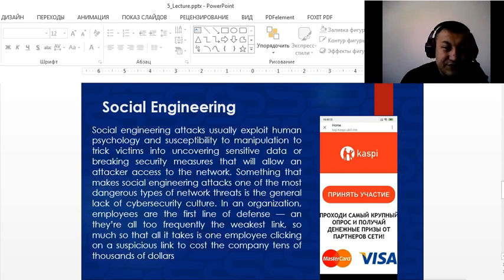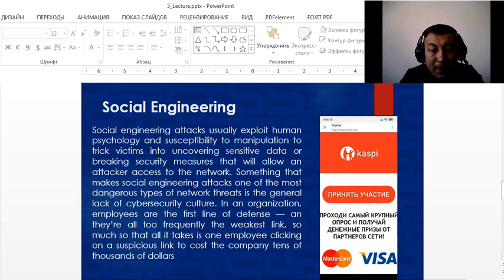Social engineering. Social engineering attacks usually exploit human psychology and susceptibility to manipulation to trick victims into uncovering sensitive data or breaking security measures that will allow an attacker access to the network.